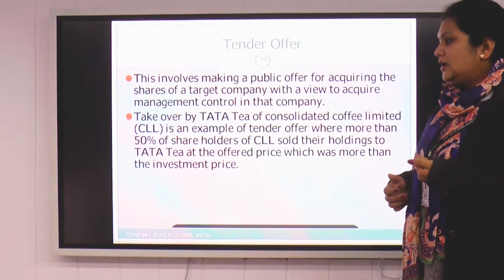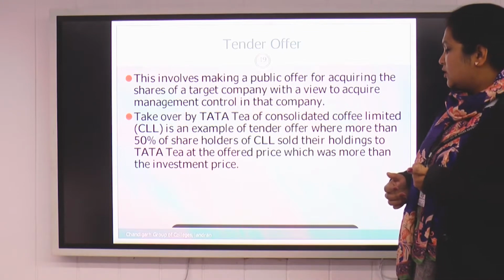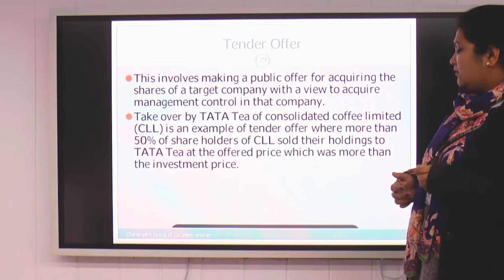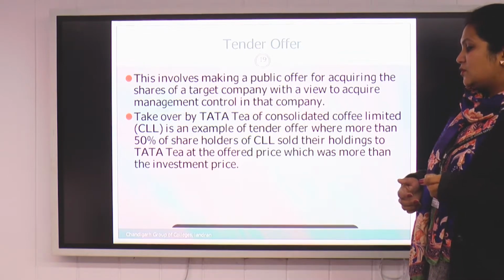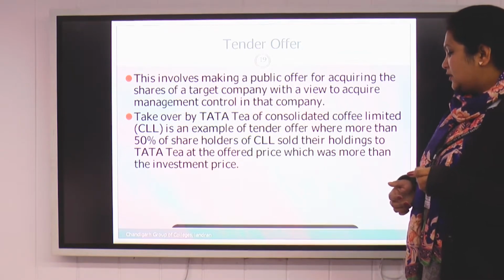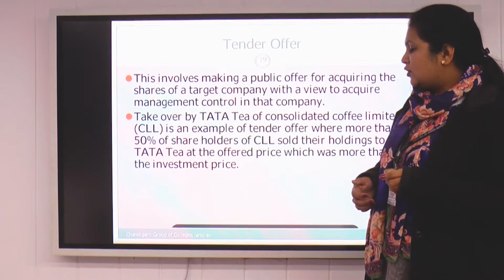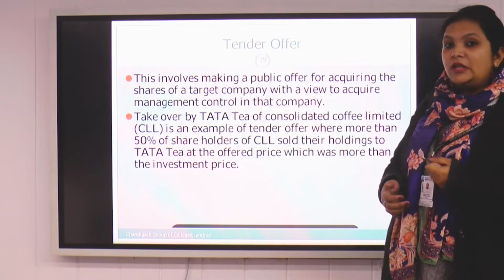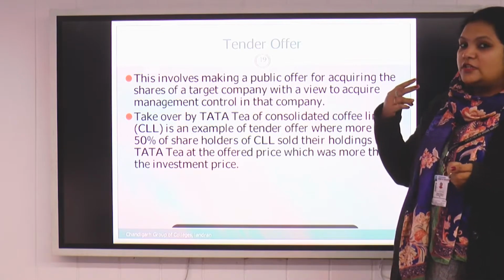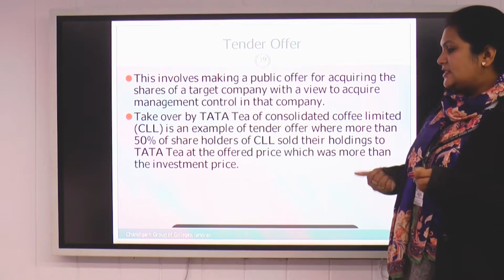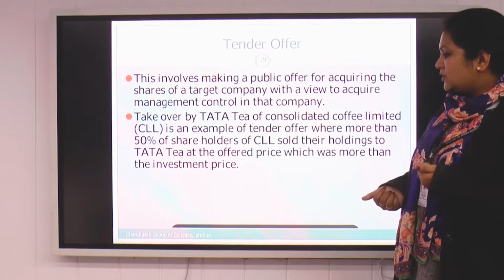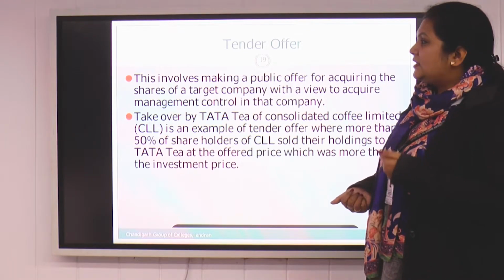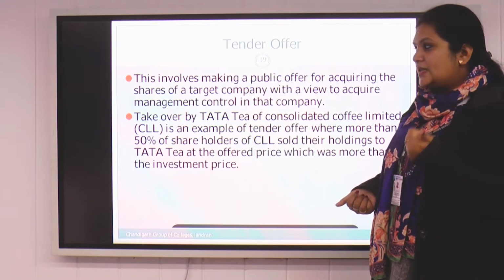Takeover by Tata Tea of the Consolidated Coffee Limited (CCL) is an example of tender offer, where more than 50% of the shareholders of CCL sold their holdings to Tata Tea at the offered price, which was more than the investment price. Now, when we talk about the merger of these two companies, Tata Tea and CCL, the shareholders sold their holdings to Tata Tea at the tender offer that the company had given them.